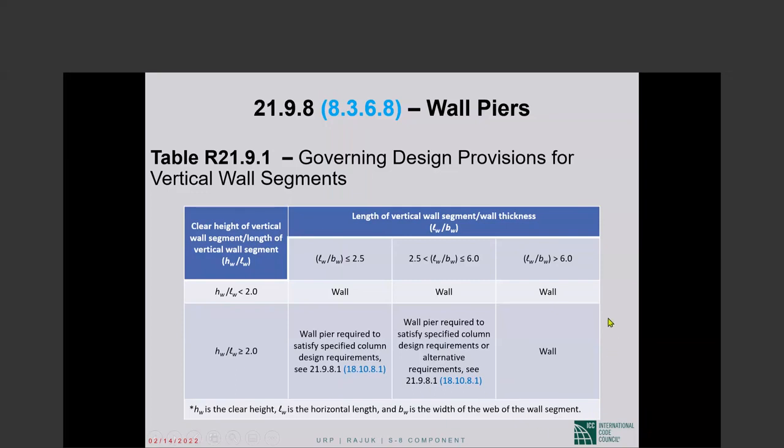If the ratio is more than 6, then you have a wall, and you can reinforce the wall segment as a wall. Should not have any qualms about it. That shouldn't give you any problems. However, in between, if the ratio is between 2.5 and 6, now you have a genuine wall pier as defined in 318. Now you will have to reinforce it to prevent shear failure preceding flexural failure. And we give you those requirements in this section 21.9.8.